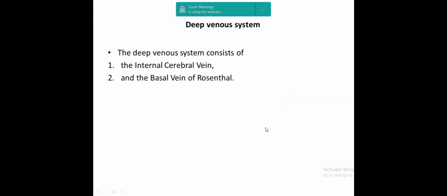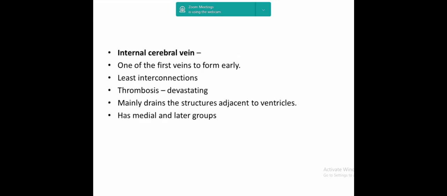Next, coming to the deep venous system. The deep venous system mainly consists of the internal cerebral vein and the basal vein of Rosenthal. The internal cerebral vein is one of the first veins to form early, and it has the least interconnections. Thrombosis of this vein can be quite devastating because of poor collaterals. It mainly drains the structures adjacent to the ventricles, and it has medial and lateral groups.